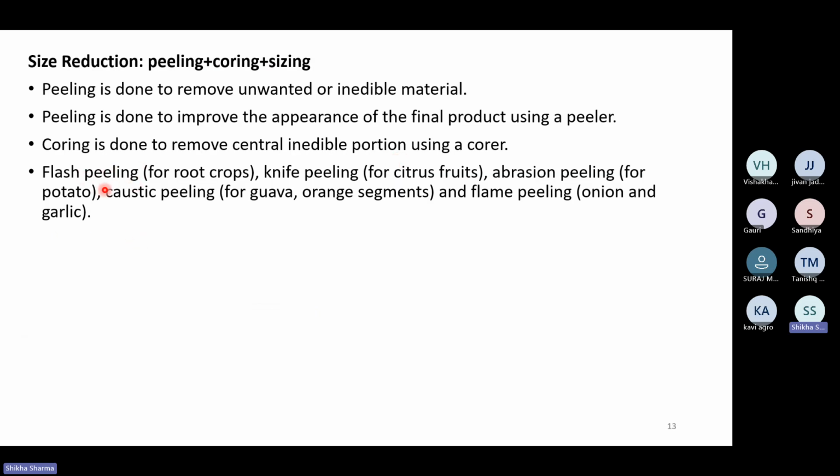In peeling, we sometimes use flesh peeling for root crops. Knife peeling is done for citrus fruits. Abrasion peeling is done, and caustic peeling for guava and orange segments, and plain peeling is done for onion and garlic products.